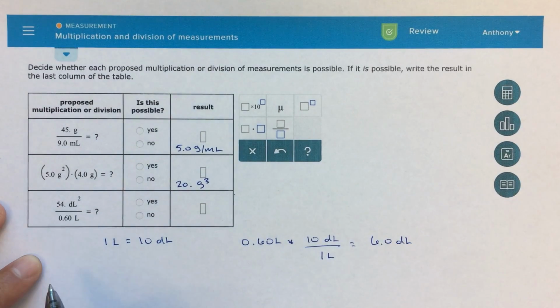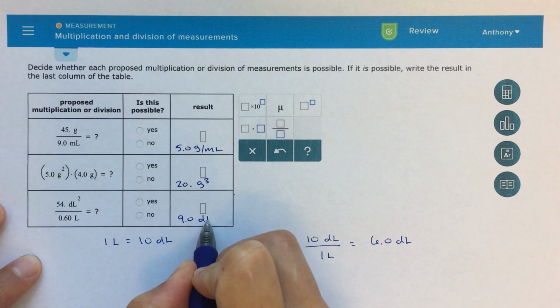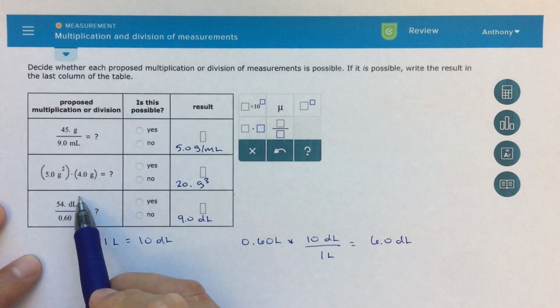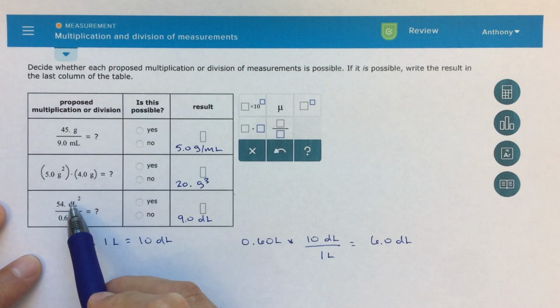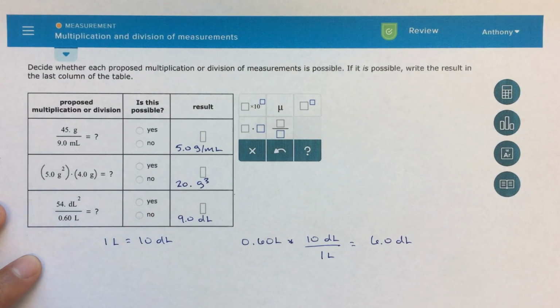I would do that calculation now, and then for this one, 54 divided by 6 is 9. So I would end up with 9.0 DL as my final answer, because as I said earlier, one of these is going to cancel out, right? DL squared over DL would just be DL, deciliters. All right, so that's how you do that. Let me know if you have any more questions.